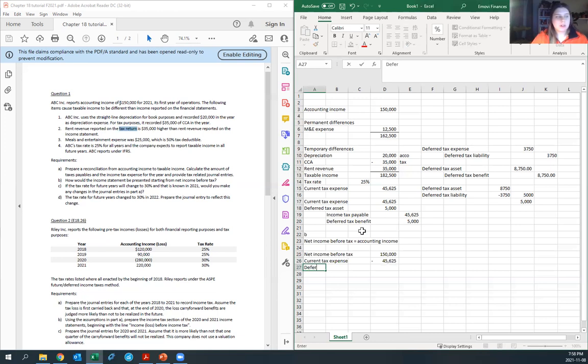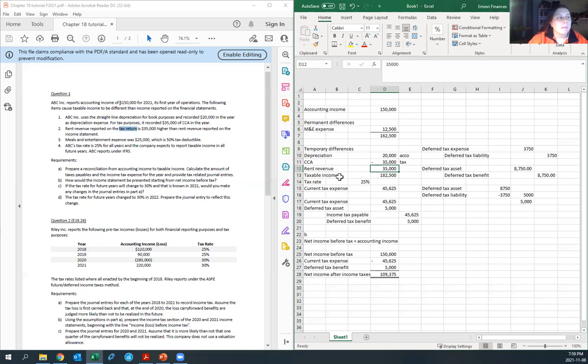Then you have your deferred tax benefit. It's a benefit. So you're adding the amount to your income. So it's increasing your income. So it says it's a positive. And that gives you your net income after income taxes of $109,375.